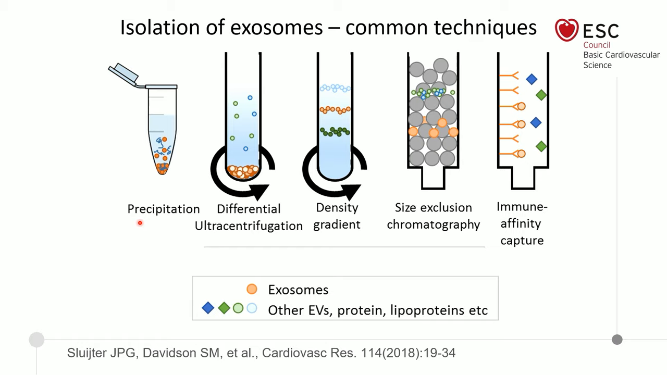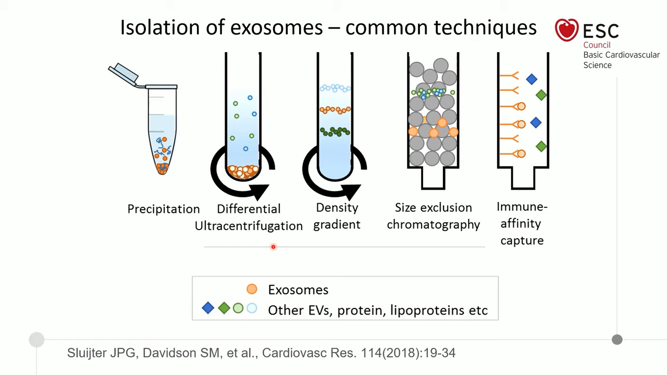What is very commonly regarded as the gold standard of isolation for some years has been called differential ultracentrifugation, which I'll go into detail in the next slide. But basically, the idea is to remove the larger cells and larger things, and then by differential centrifugation, precipitate the small extracellular vesicles, mainly exosomes.